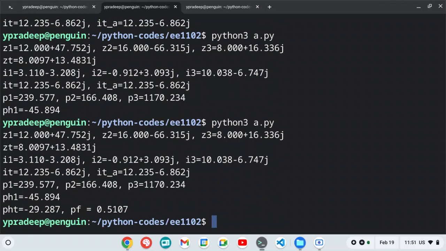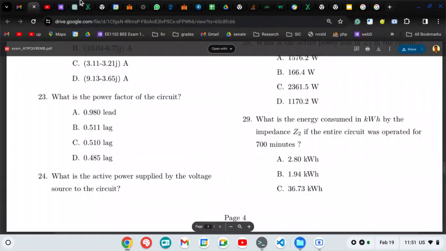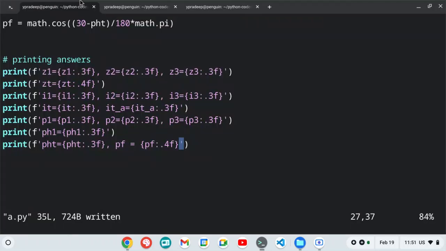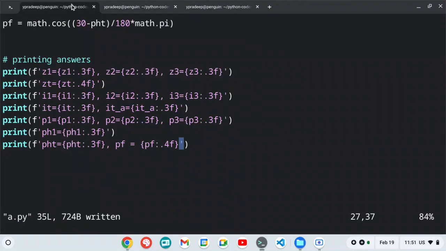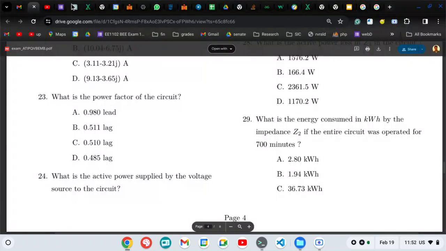There are many ways to calculate power factor. By the way, we need to be careful here because two answers seem to be close. 0.5107, so maybe I'll go with 0.511 instead of 0.510. Actually, I should try to keep them further apart, but anyway, in this case it has come that way. So the answer is B here by rounding off.